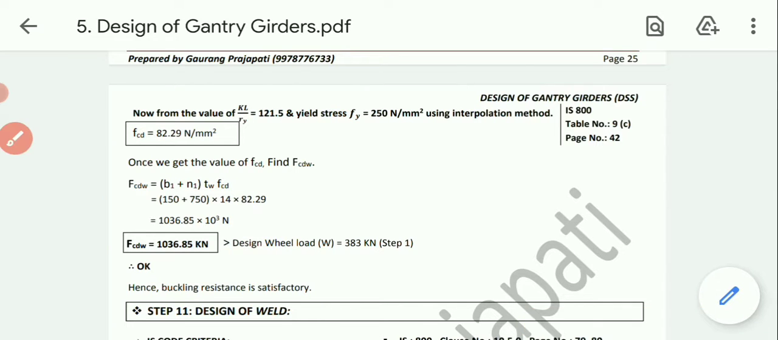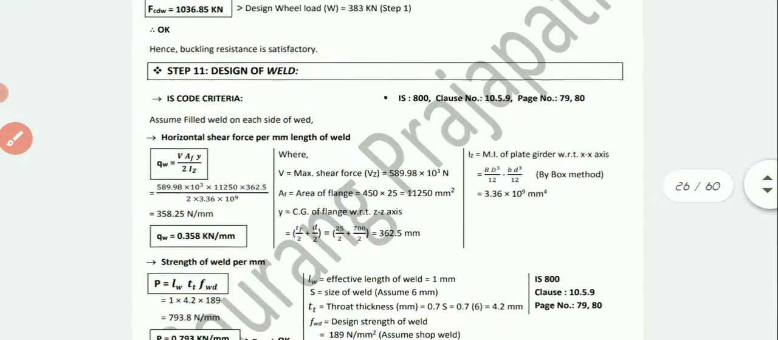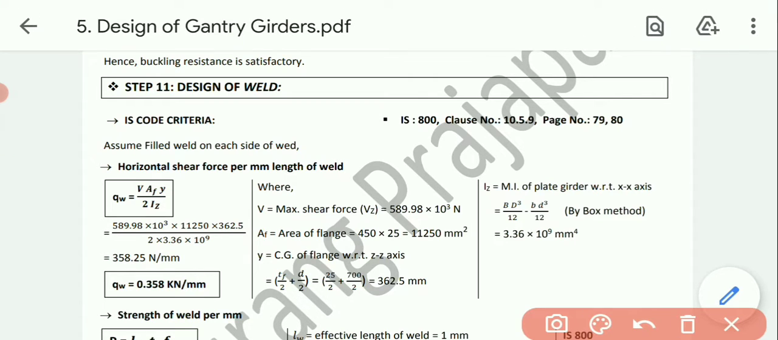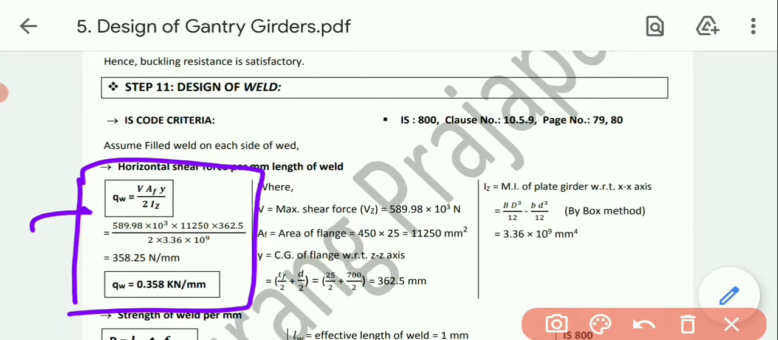Okay, and then step number 11, that is design of weld. Now we need to join the member flange with respect to the web. For that we are providing the regular criteria, horizontal shear force per mm length. We usually provide the fillet weld on each side of the web. So QW, the normal criteria for the strength of weld, QW equals V AF Y bar divided by twice Izz. These are the same parameters which we used in the plate girder.